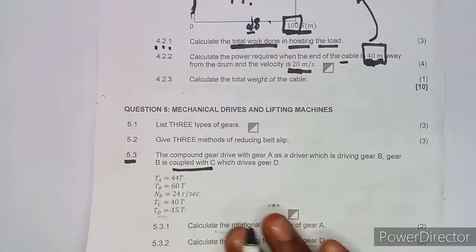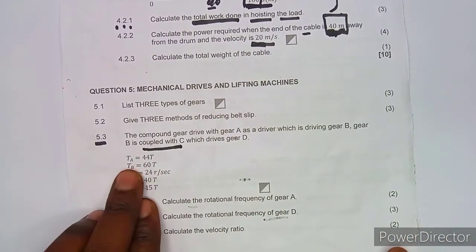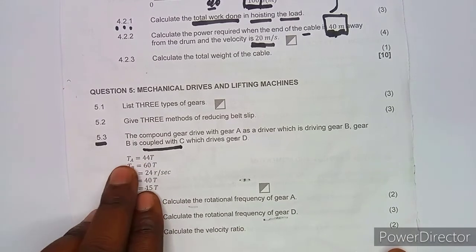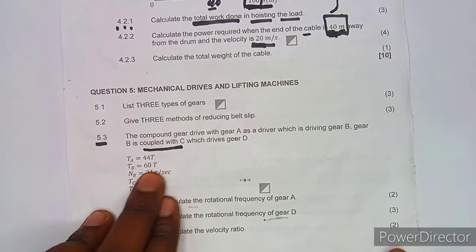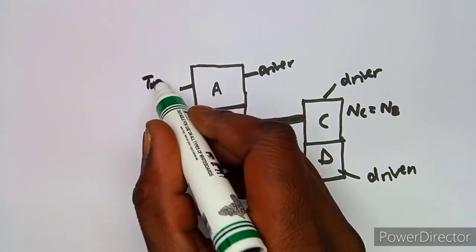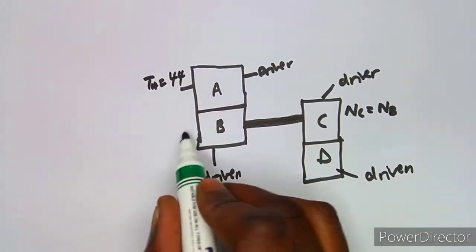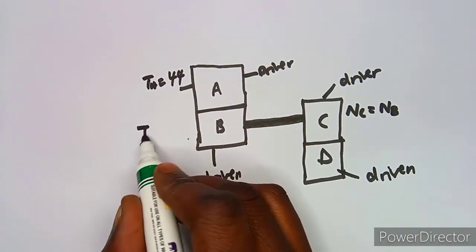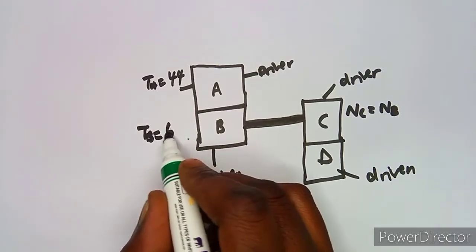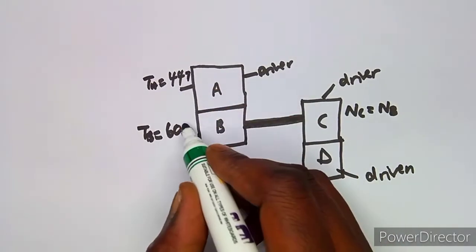Let's list all the information so that you can answer this. It's best that you have that presentation, it's going to be easier for you to answer this. TA is 44, TB is 60. So we've got TA on A, which is 44, and TB which is 60, the number of teeth.